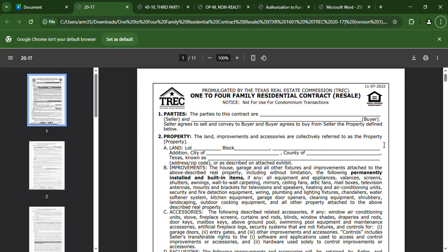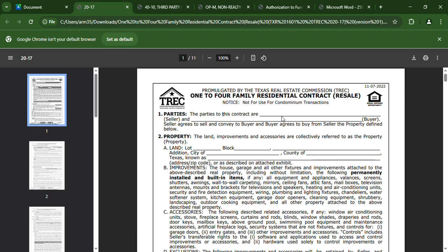Hello, thank you for coming in today. Today we'll be going over a brief overview of the contract we will be making with the seller. This will be for the single-family home that you are buying, and we'll be using a 1 to 4 family residential contract, and the attached papers that will go with that I'll be going over.